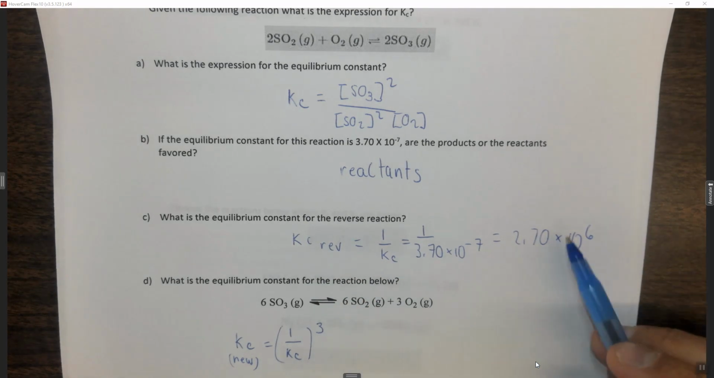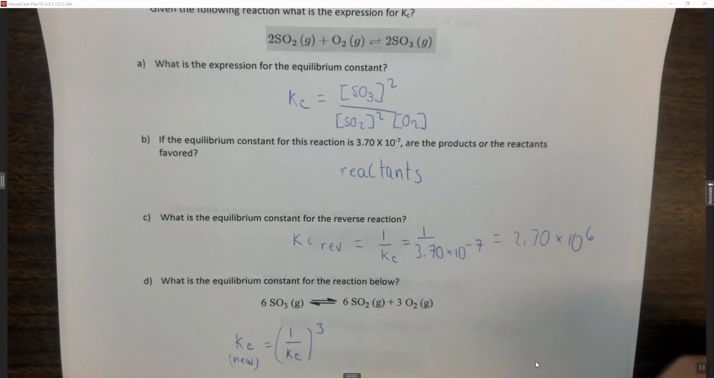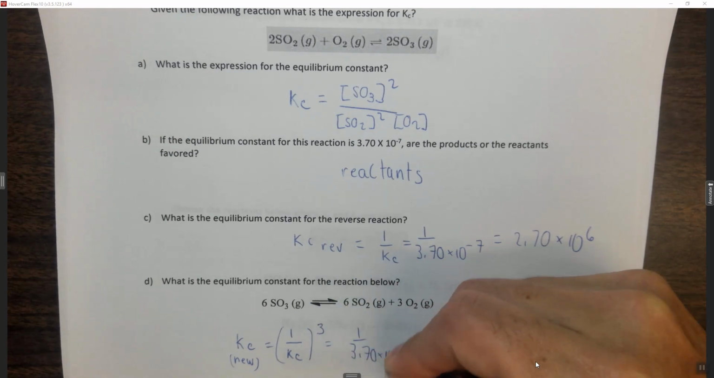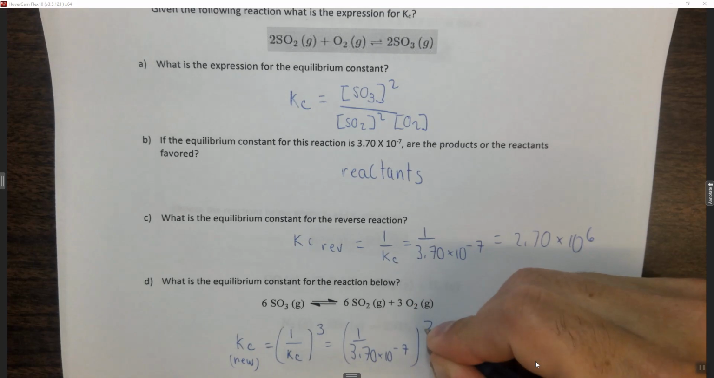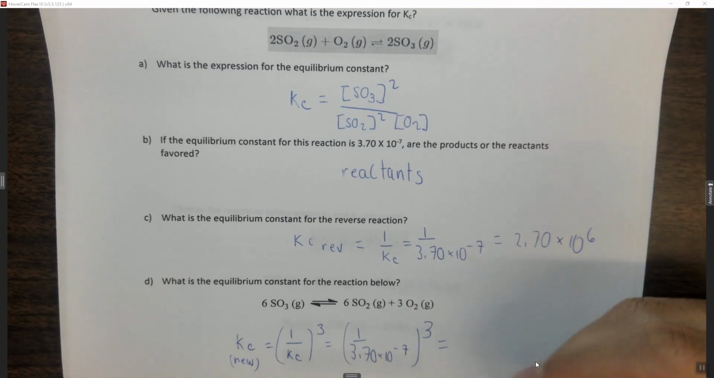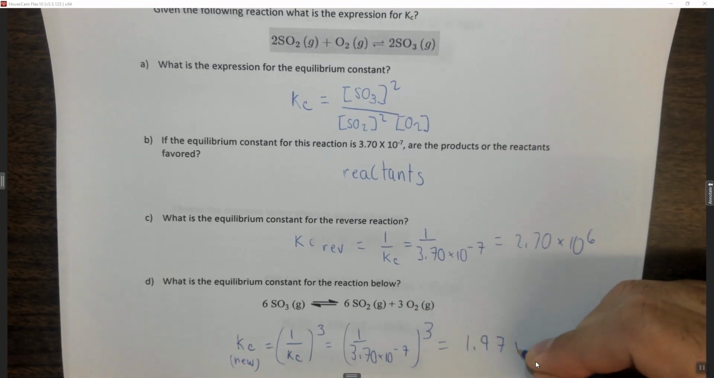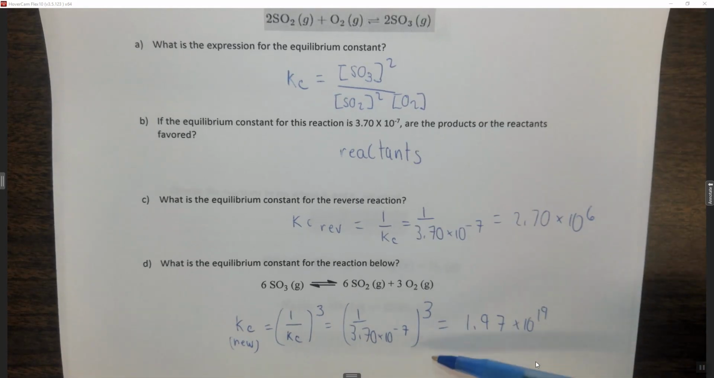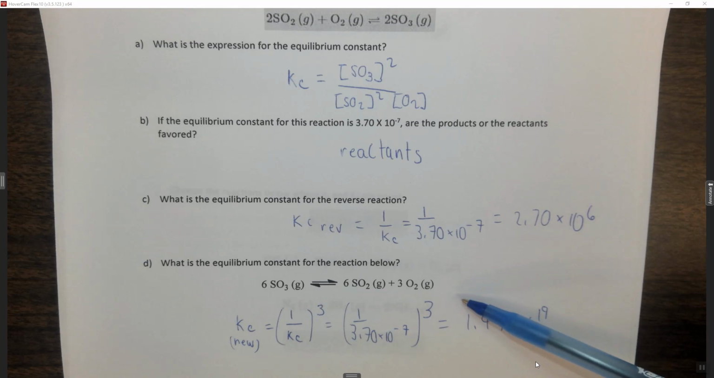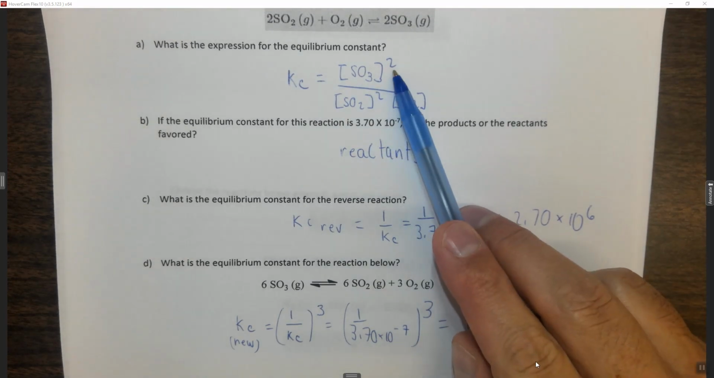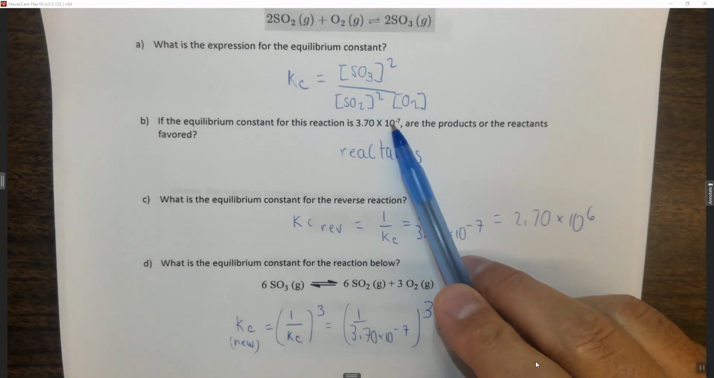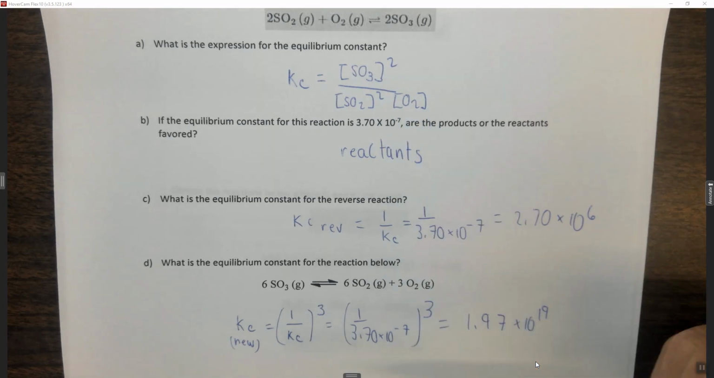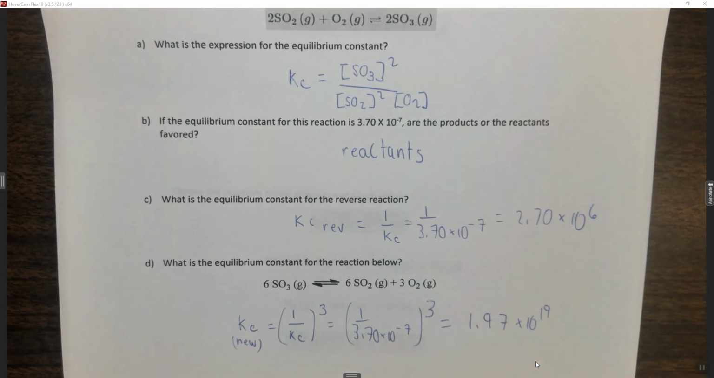Now, you could simply cube this number because you just did 1 over the Kc, or you could just do 1 over 3.70 times 10 to the minus 7, and then take all of that and cube it. And when you do that, you get 1.97 times 10 to the 19. So if you triple a reaction, you would cube the Kc. Said another way, this would first be on the bottom because it's a reverse reaction, but it would be to the 6th, and this would be squared. So cubing the Kc accounts for all of that.